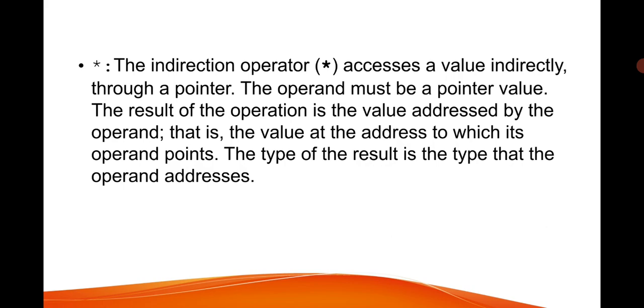Star or asterisk. The indirection operator, asterisk, accesses a value indirectly through a pointer. The operand must be a pointer value. The result of the operation is the value addressed by the operand, that is, the value at the address to which its operand points. The type of the result is the type that the operand addresses.